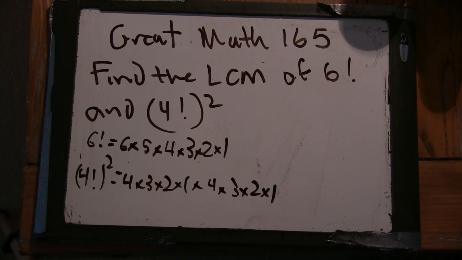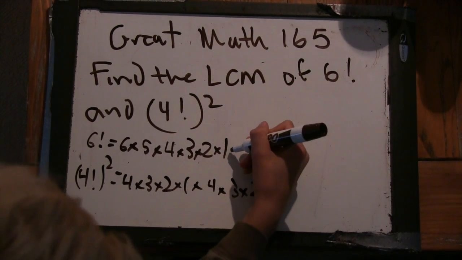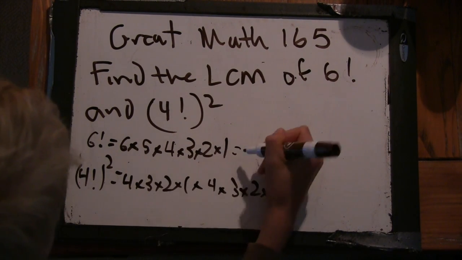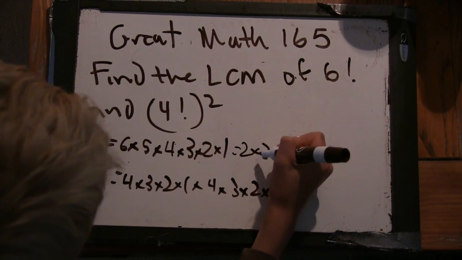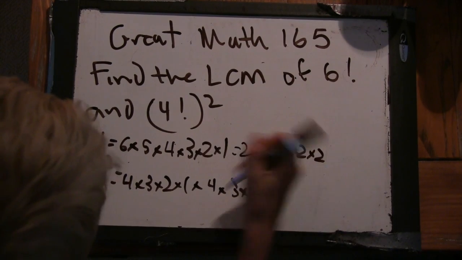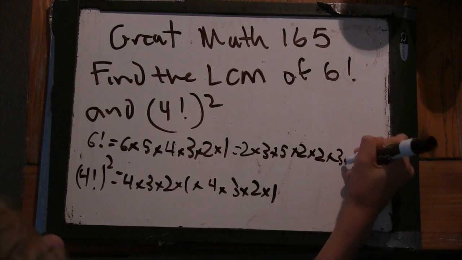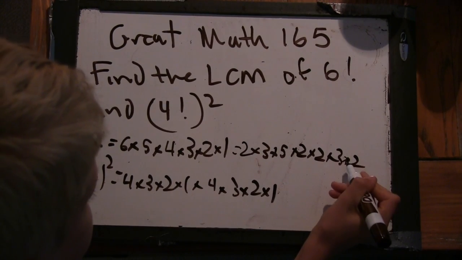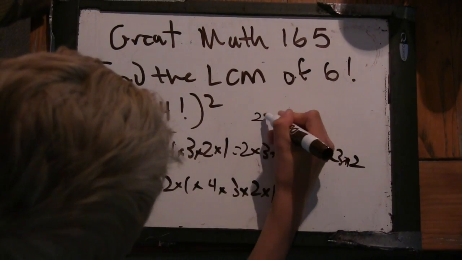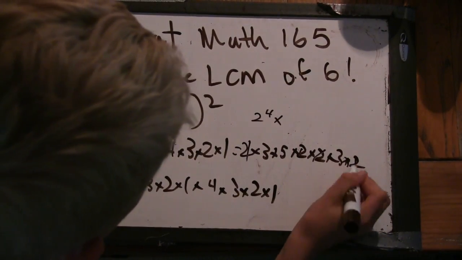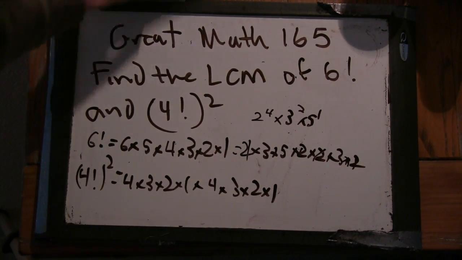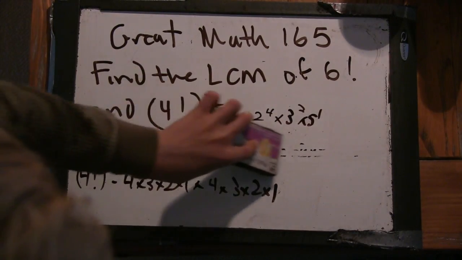Good. So 6 factorial factored into primes would be 2 times 3 times 5 times 2 times 2 times 3 times 2, and that's 4 2's. So 2 to the 4th times 3 squared times 5 to the 1.